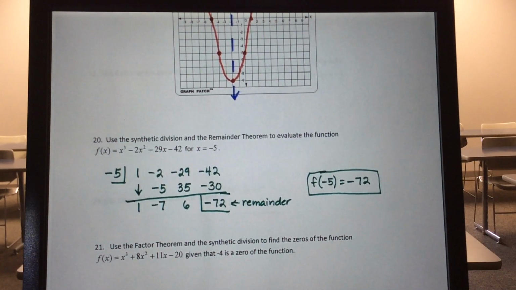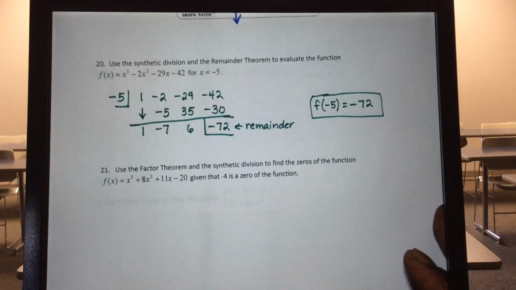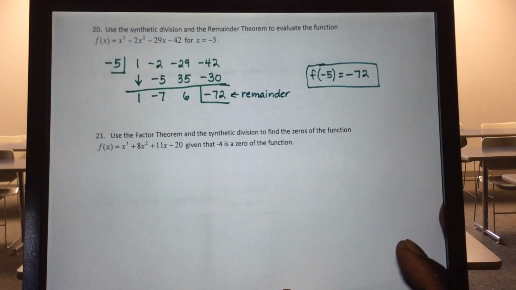And that's how we use synthetic division and the remainder theorem to evaluate a function at a given x value. All right, now number 21.